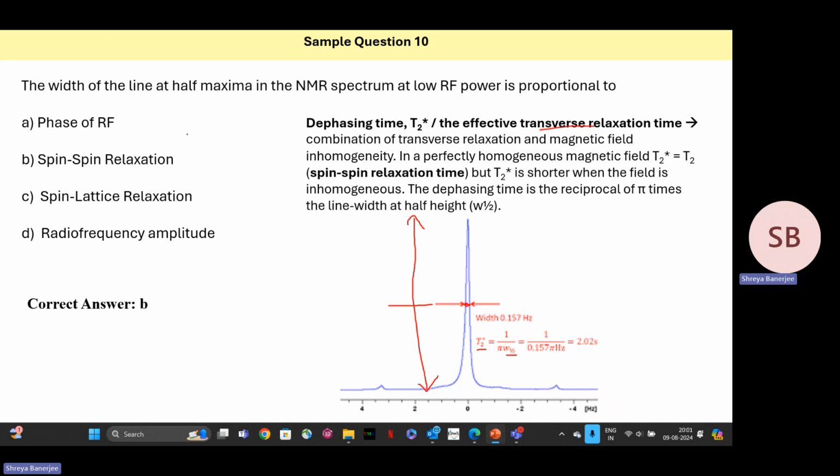So in other words, the width of the line at half maxima, so they are talking about W half, is proportional to what? It is proportional to T2. That is the spin-spin relaxation. So the correct answer is option B.